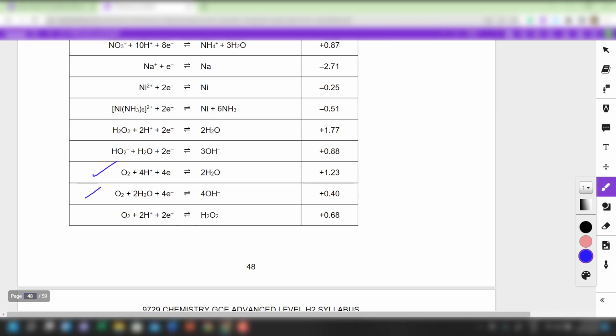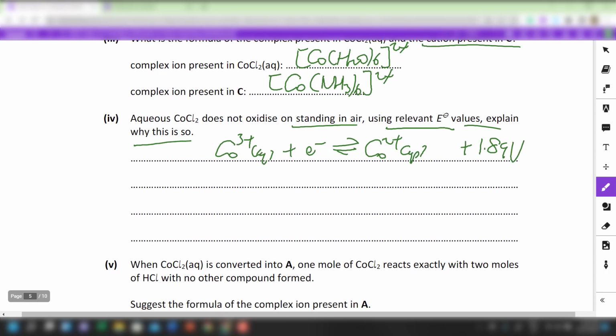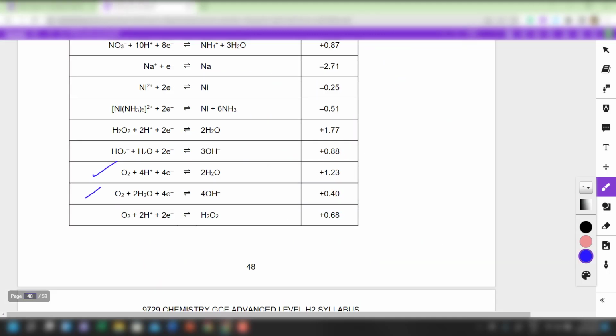Of course, the question here is not very clear. What exactly are they asking? Are they asking about the aqua complex, or are they asking about the cobalt 2 hydroxide? But based on the context, they seem to be asking about the aqua complex. Okay, so we're just going to copy this in.